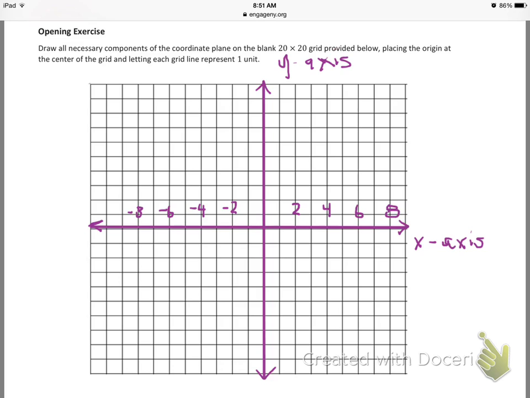And then the positive numbers go up on the y-axis, so that's a 2 here, and there's a 4, and this would be a 6, and an 8 up here. Wow, my pen's not working. And then on the bottom a -2, -4, -6 is down here, a -8, etc. Okay, so all that we need here are x-axis, y-axis, the scale, and we're ready to go.